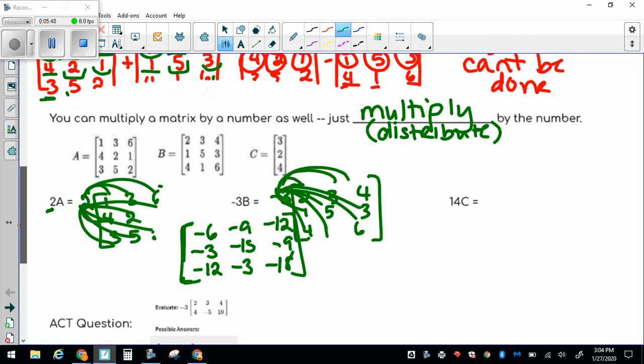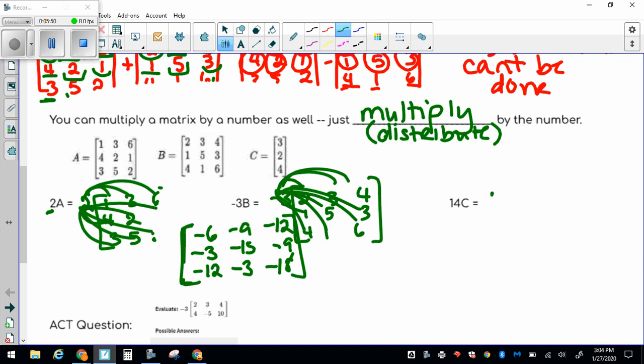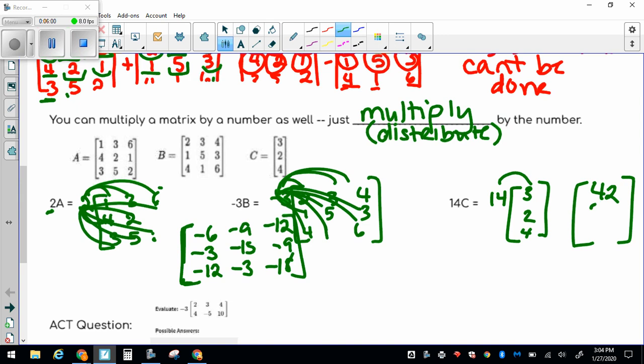For the last one, 14C, notice that this is still just distributing. It doesn't matter what size the thing is. So 14 times 3 is going to be 42. 14 times 2 is 28. 14 times 4 is 56.